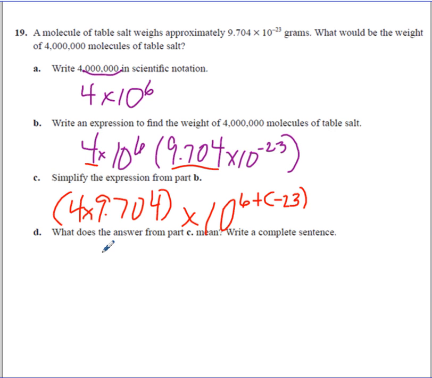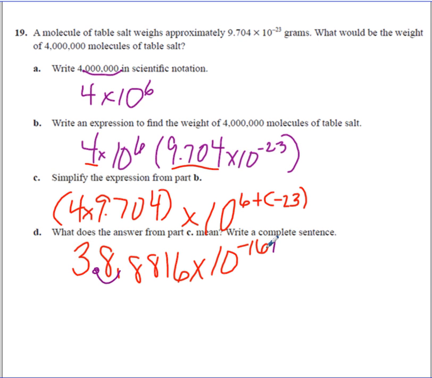When we do that, we get, I'll write it under here, 38.8816 times 10 to the negative 16. And again, we need to change it into proper notation by moving the decimal place once. And then we'll show that by adding 1. So our final answer is 3.8816.